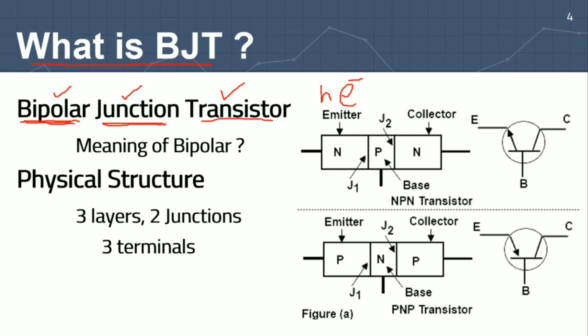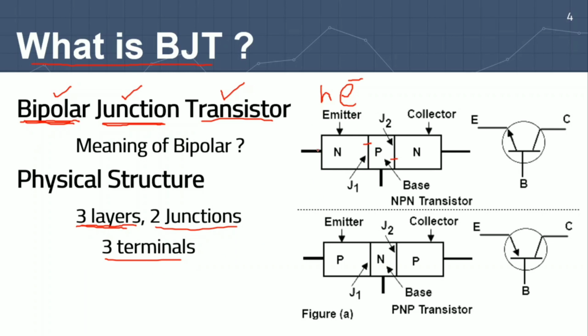Next, how many junctions are there in this BJT? There are two junctions, 1 and 2. And how many layers do you have? You have 3 layers. Okay, so it is a 3 layer, 2 junction, 3 terminal device.